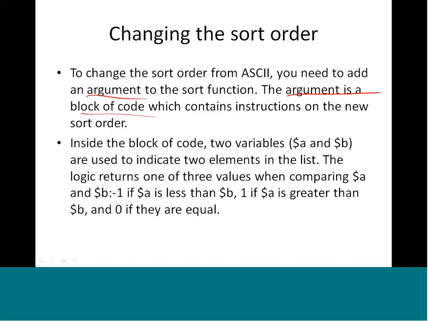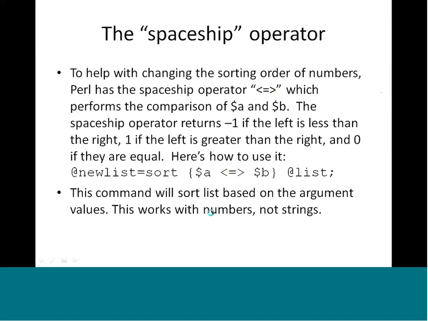Inside the block of code, we define two variables, $a and $b, and these are the variables used to indicate the elements in a list. Then we define a logical operation between these two to denote what the real sort order is. The logic returns one of three values when comparing a and b: -1 if a is less than b, 1 if a is greater than b, or 0 if they are equal. So assume that this is the given condition.